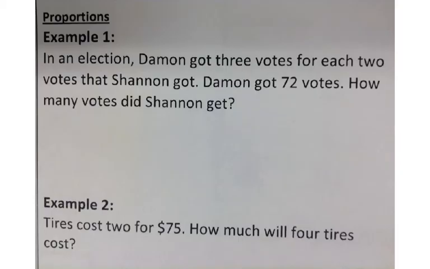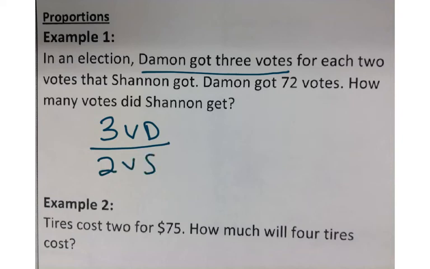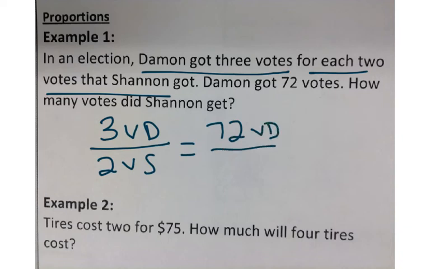In example 1, in an election, Damon got 3 votes for every 2 votes that Shannon got. So 3 votes were for Damon and 2 votes for Shannon. Damon got 72 votes. I know this first one is my ratio. I'm going to set it proportionally equal to when Damon got 72 votes, so 72 votes for Damon, and I want to know how many votes Shannon got. That would be X votes for Shannon.